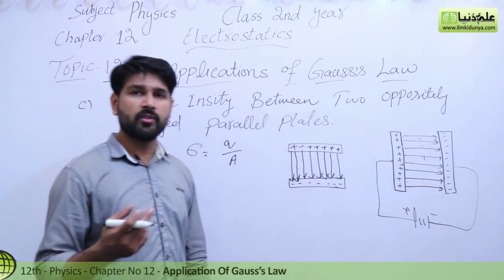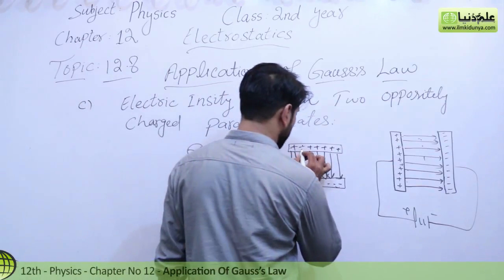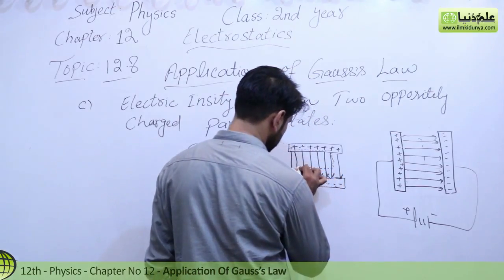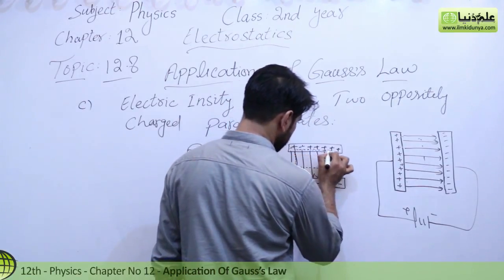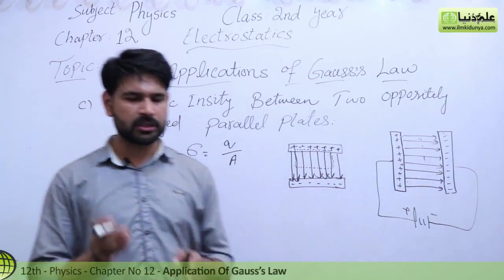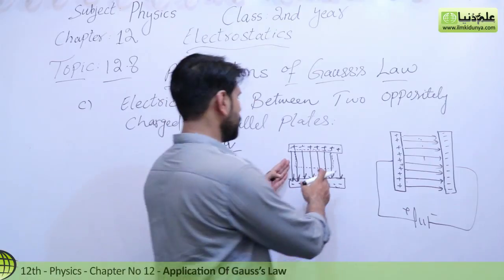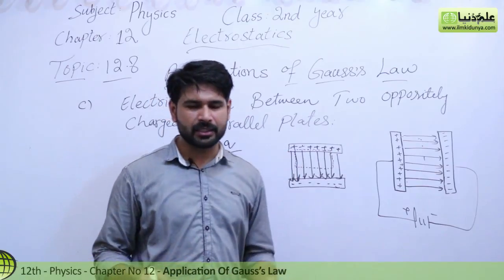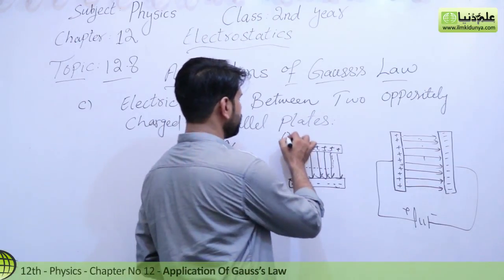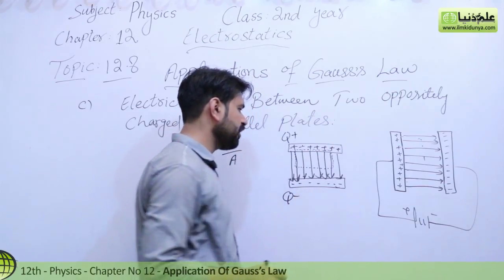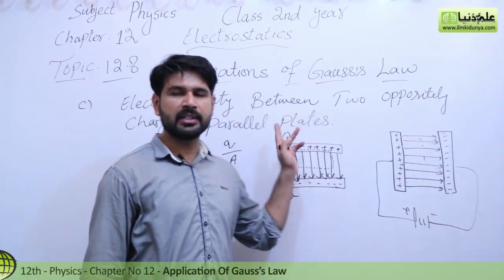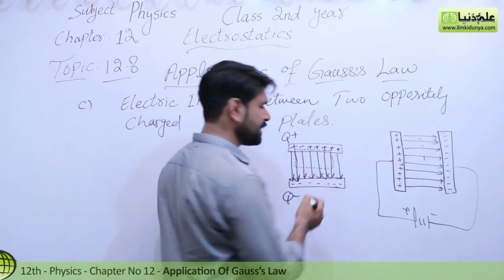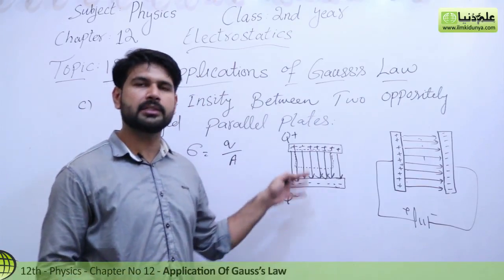Now suppose a Gaussian surface in a box form. We have considered this box between two metallic plates, which are oppositely charged. This is Q positive, this is Q negative, and we will find out the electric field intensity between them.